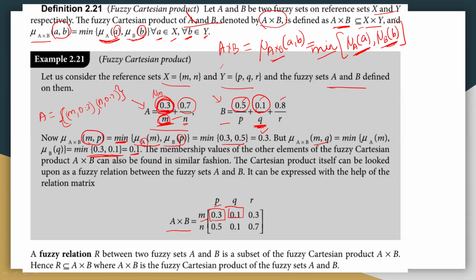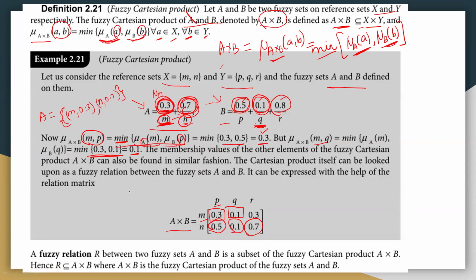Take another value, n, with p, n with q, and n with r. We find the minimum among 0.7 and 0.5, which is 0.5, shown here. Then the minimum among 0.7 and 0.1 is 0.1, shown here. Then 0.7 and 0.8, the minimum is 0.7. So these are the values we got according to the equation.